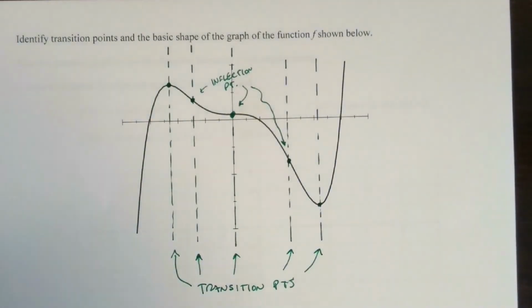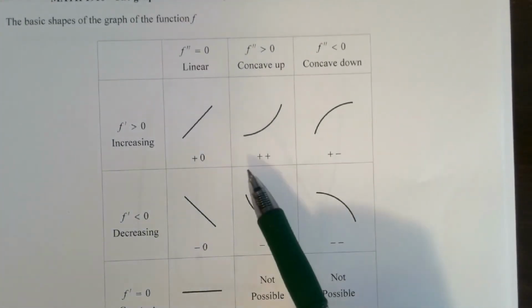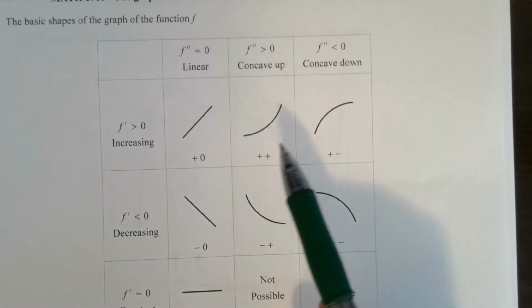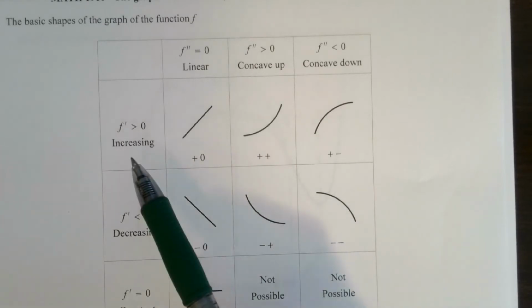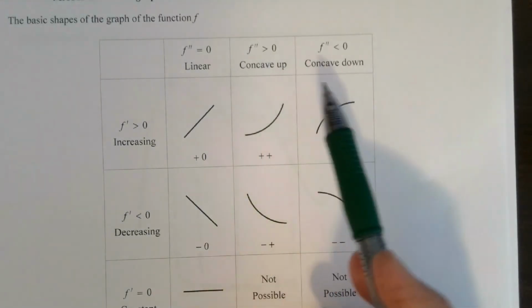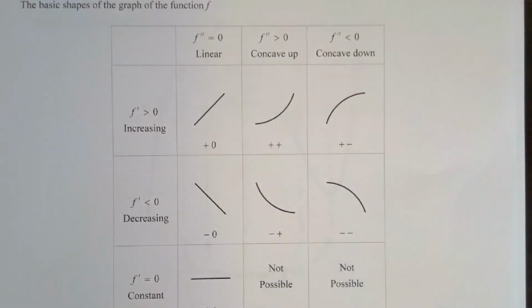And then, again, I'll use this convention that we have with the plus, plus, plus, minus, minus, plus, minus, minus to indicate the shape, right? So the first sign goes with the first derivative, tells us whether we're increasing or decreasing. Second sign goes with the second derivative, which tells us whether we're concave up or concave down. Again, we're going to assume there's no linear portions in this graph.